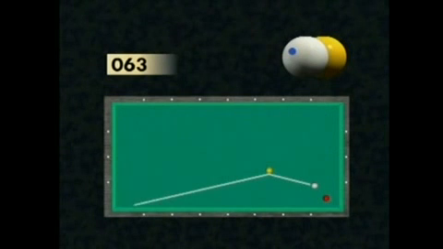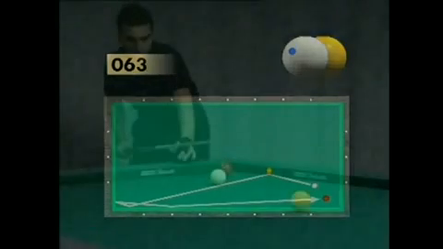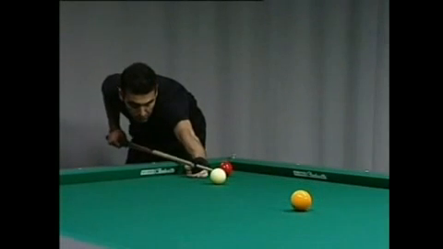The left-hand English makes it possible, after touching the short cushion, to readjust the course of the cue ball towards the long cushion. Here, the reverse English is more appropriate than the bottom English via 3 cushions, since it allows to eliminate all risk of a counter contact.